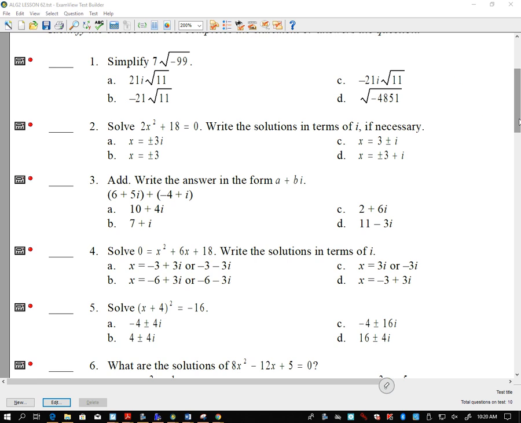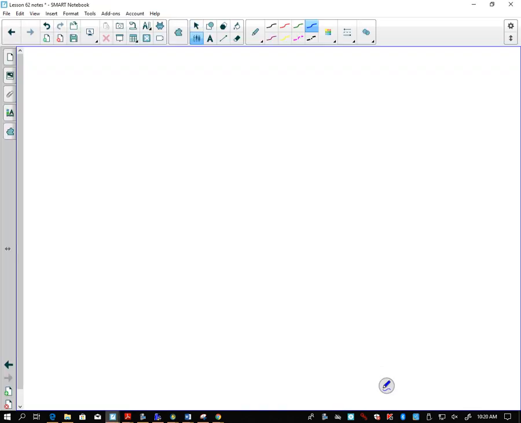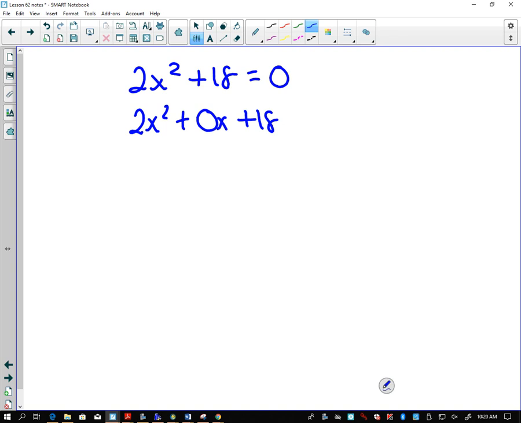Okay, we have something that looks like 2x squared plus 18. We want to write the solutions in terms of i if necessary. In this case I would use the quadratic formula. So 2x squared plus 18 equals 0. Let's go to a separate page to look at that. It was 2x squared plus 18 equals 0, correct? Well, that would be 2x squared plus 0x plus 18 equals 0, right?